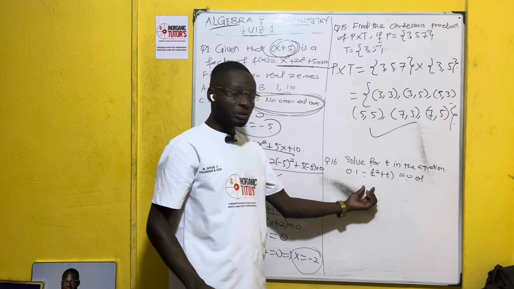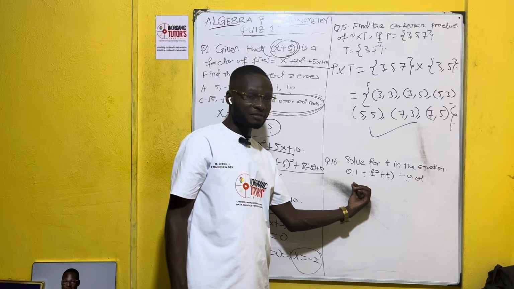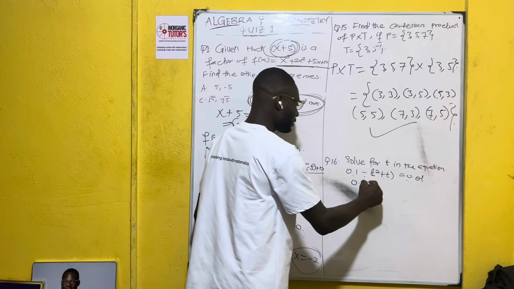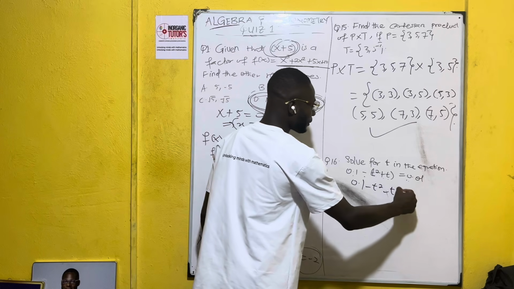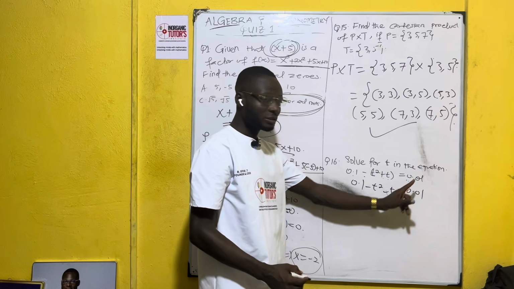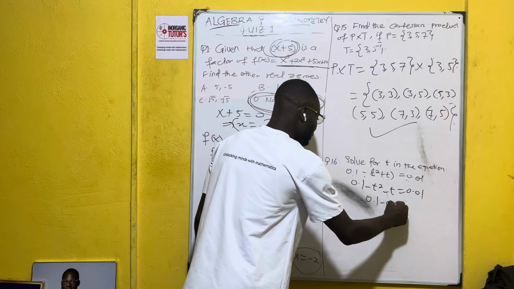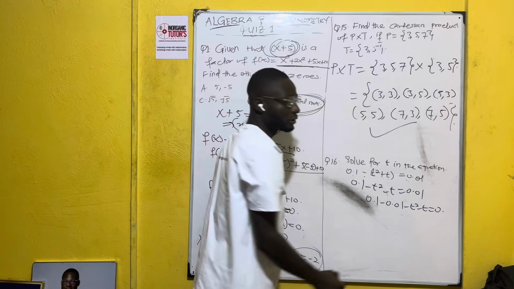So what we have to do is to expand this bracket and move this to the left-hand side, equal to 0, right? So we have 0.1 minus T squared minus T equals 0.01, right? We bring this here and then we set it to 0, right? So we have 0.1 minus 0.01 minus T squared minus T equals 0, right?